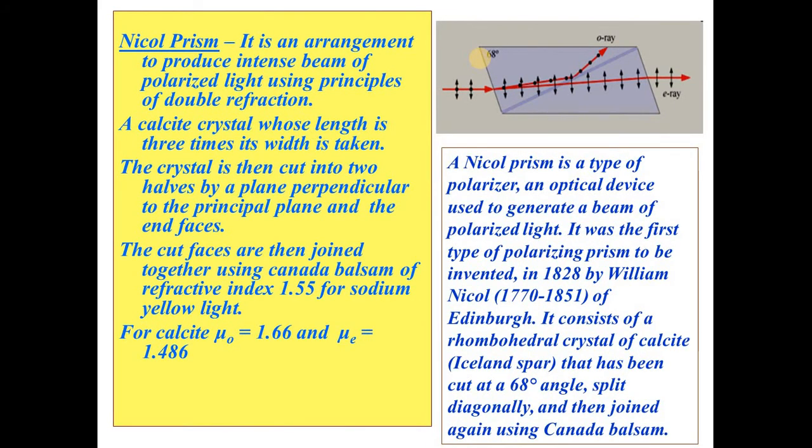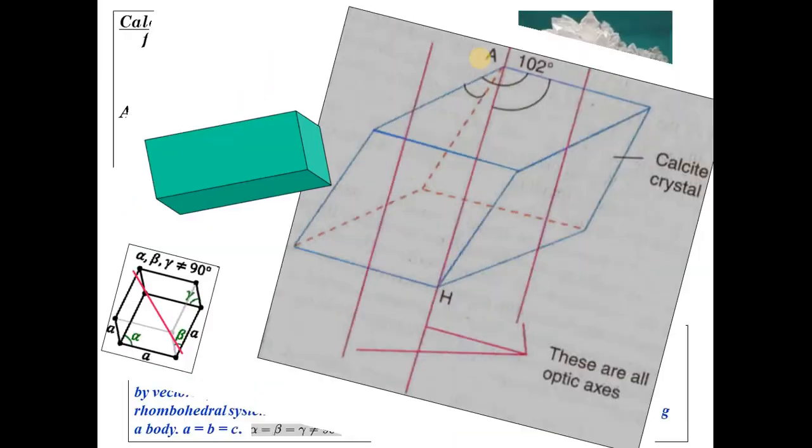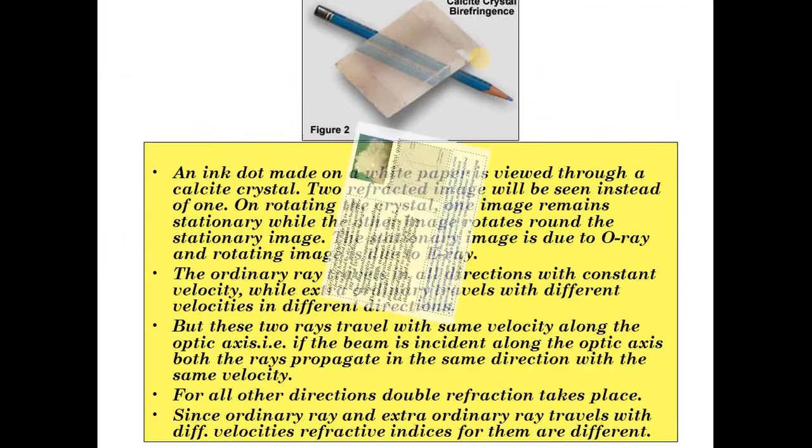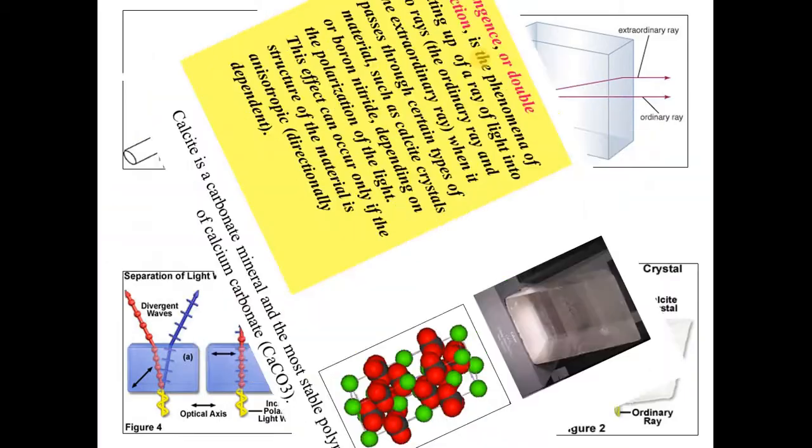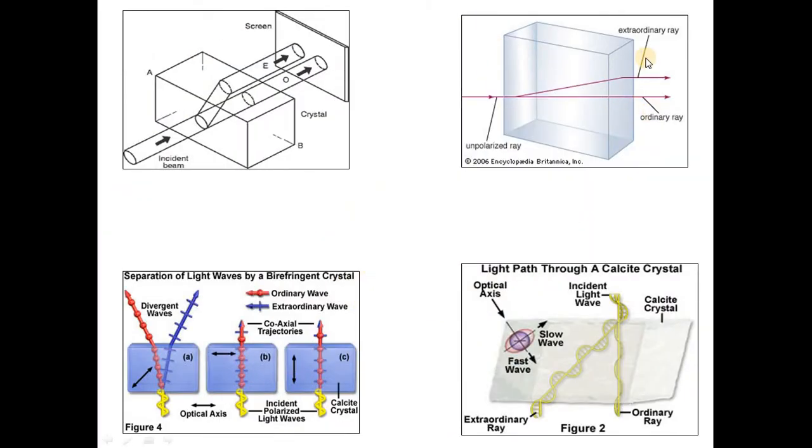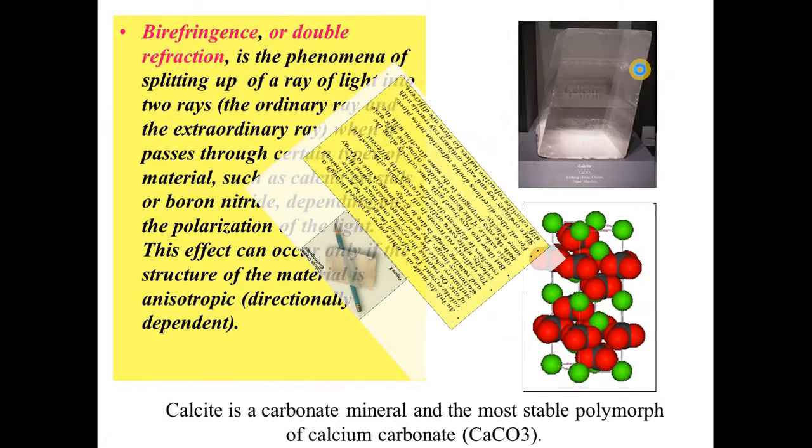So this is another arrangement which produces polarization, and here you can see once more, the two rays will be plane polarized, that is the ordinary ray and extraordinary ray will be plane polarized, and the planes of polarization of these two will be perpendicular to each other.